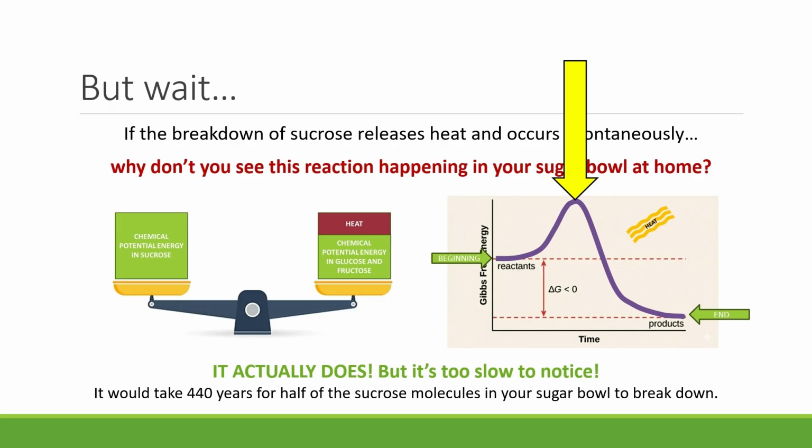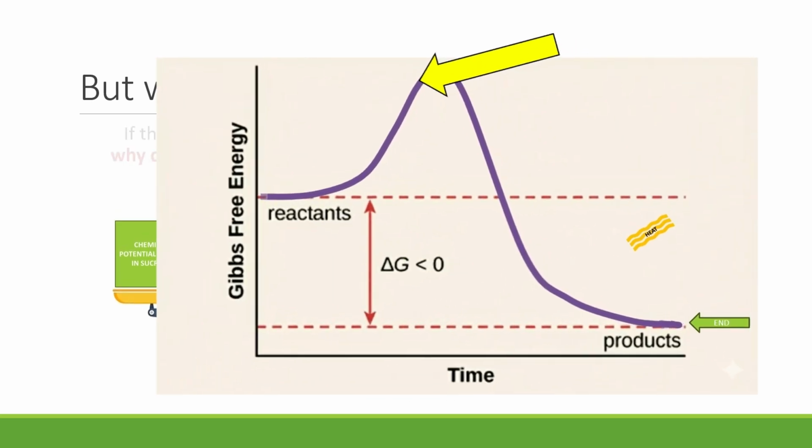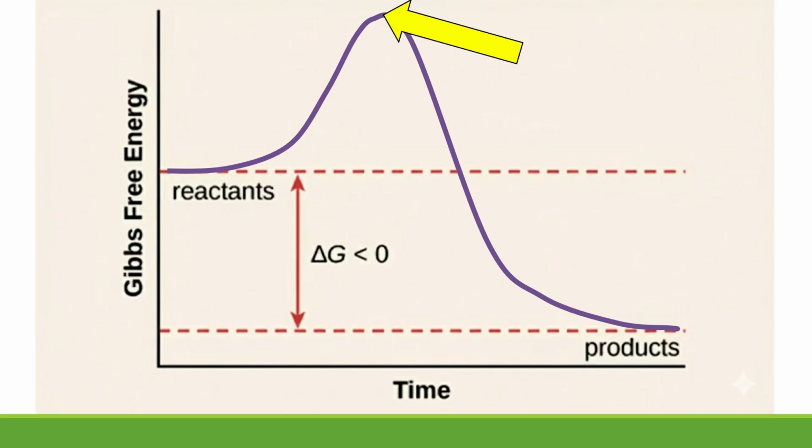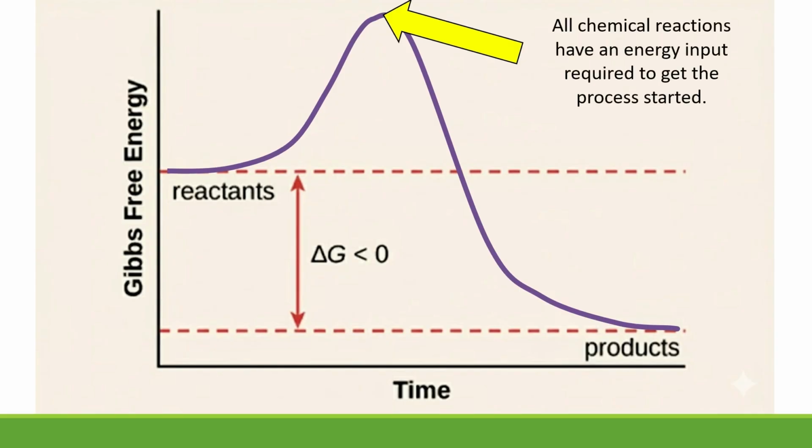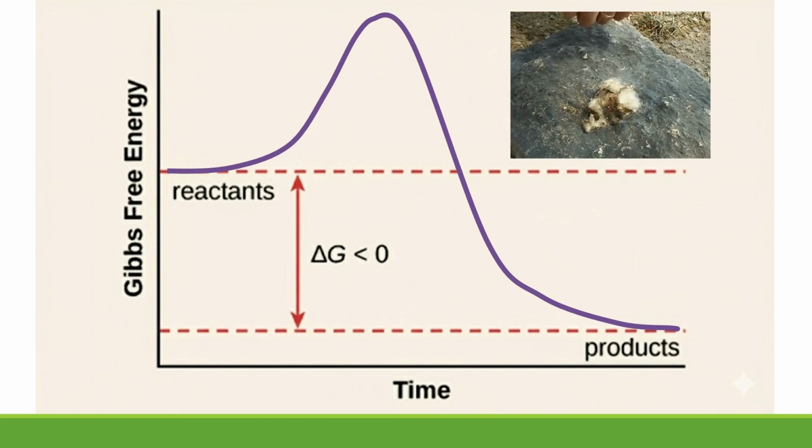This thing that I've just pointed out with the big yellow arrow, this big bump in the middle of the free energy diagram. Remember how I told you that we would come back to this bump and its significance? Well, that time is now. Why does free energy go up first before it slides back down in a chemical reaction? It is because all chemical reactions, regardless of whether they are spontaneous or non-spontaneous, have an energy input required to get the process started. This input is called the activation energy, and that's what this big bump is. It is the activation energy.